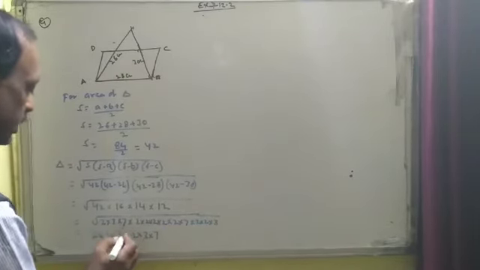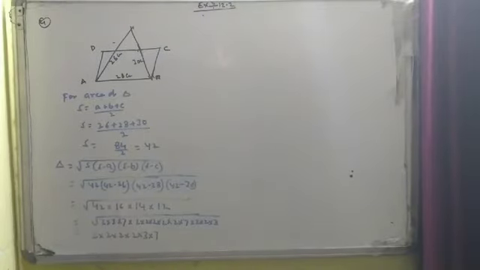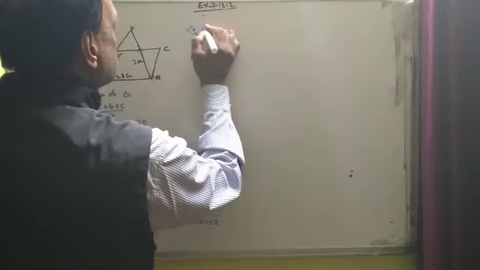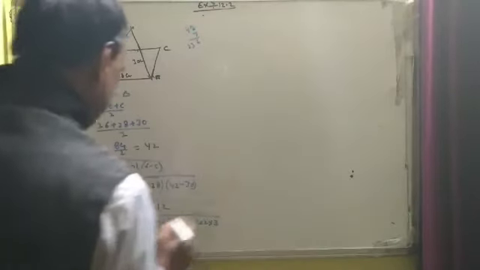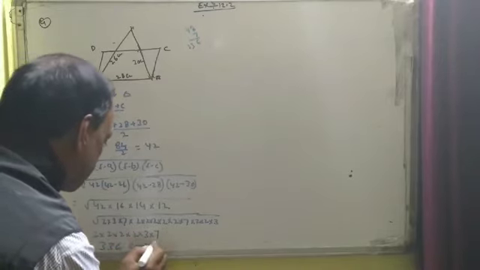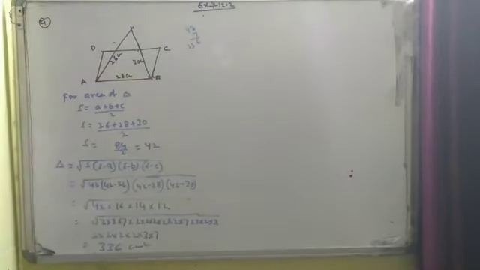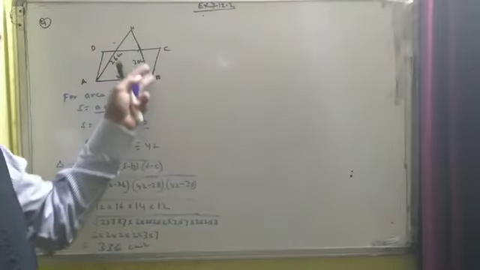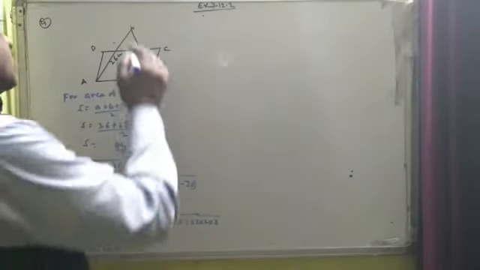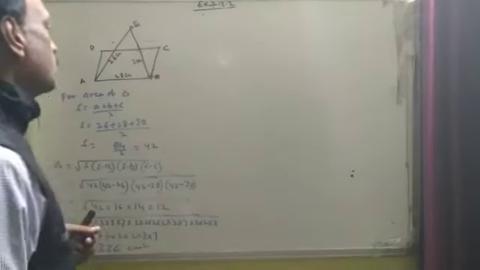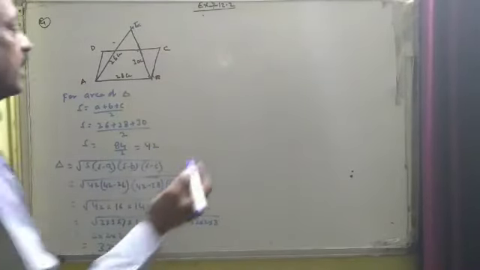Now 2 into 2 into 2 into 2 is 16. 16 times 3 is 48. 48 into 7 is 336. So the area of this triangle is 336 centimeter square. As it is given in the question that the area of this triangle and the area of this parallelogram are equal, so if they are equal, we can write like this.